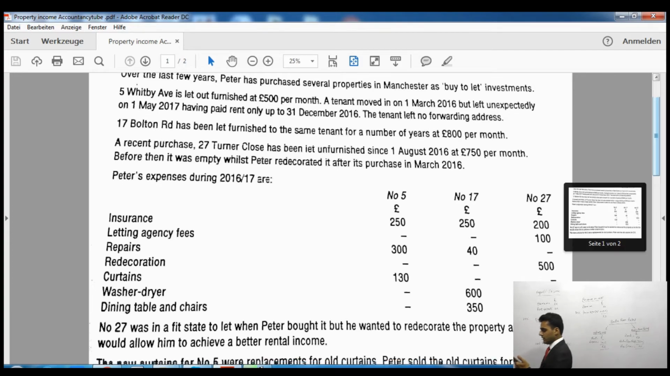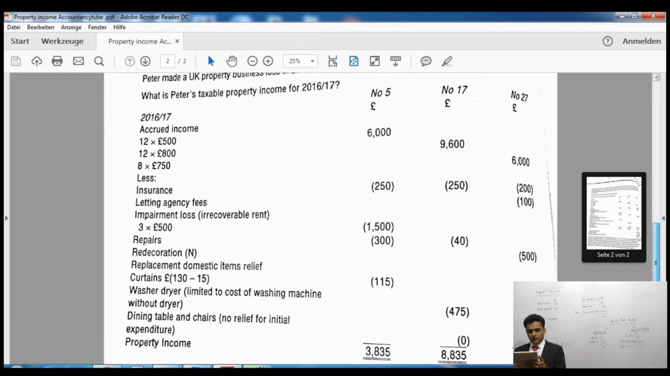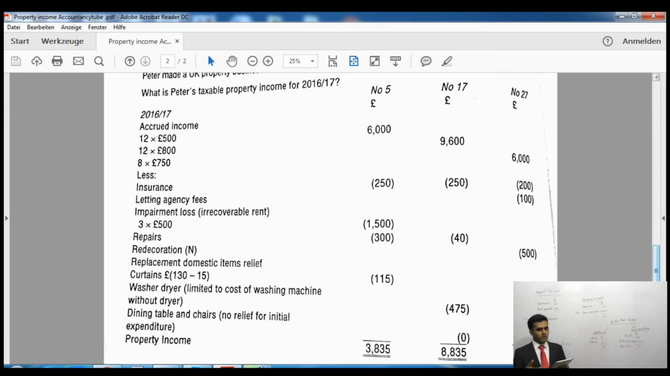I hope that you have already solved this question. If you haven't, then you can see the solution of this question. I will quickly go through some of the elements here. As you can see on your screen, first of all he has accrued income, which is the rent which he was getting. So for 12 months for one property it was £500 a month, then it was £800 a month for 12 months, and the last one was for 8 months, which was £750.